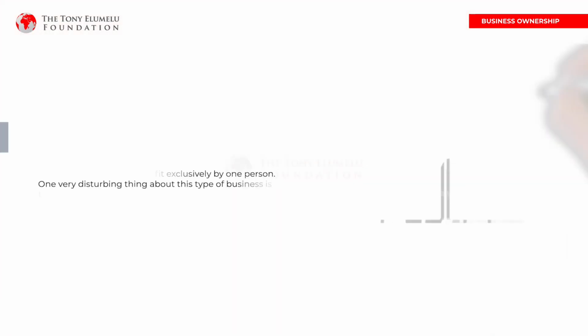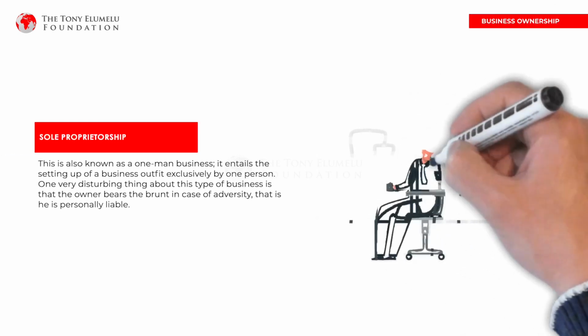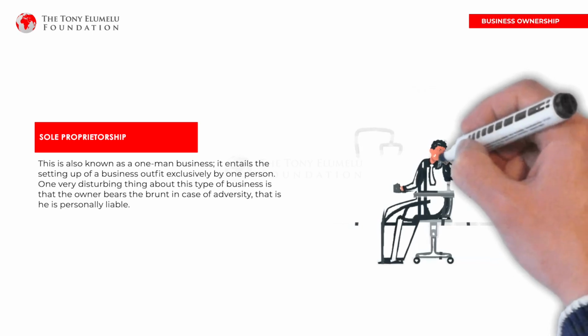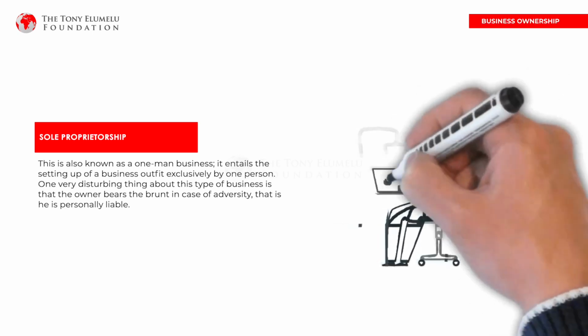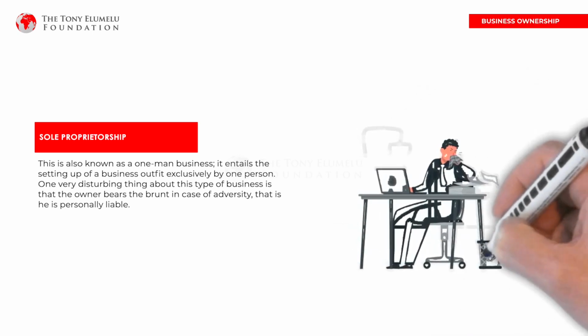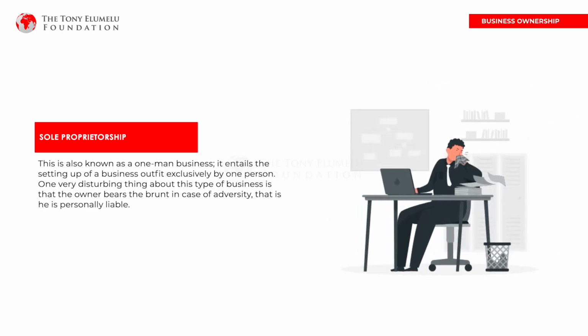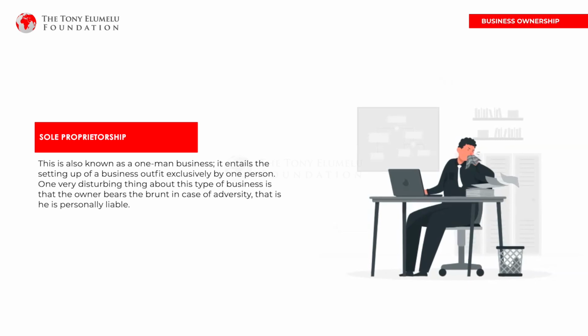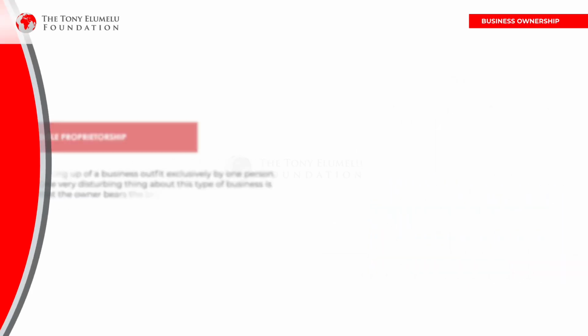Business ownership and management structure. Sole proprietorship. This is also known as a one-man business. It entails the setting up of a business outfit exclusively by one person. One very disturbing thing about this type of business is that the owner bears the brunt in case of adversity, that is, he is personally liable.